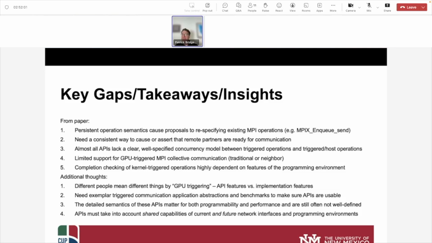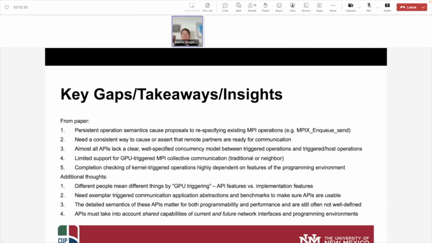And then how you check for completion of stream-triggered operations is really highly dependent on features of the programming environment. In most cases, the MPI proposals did not provide MPI operations to let you know whether your communication operation is done. You had to resort to something outside of MPI to know if your MPI communication operations were done, which is something very different from how most MPI programmers are used to thinking about things. Not necessarily bad, but just very different.